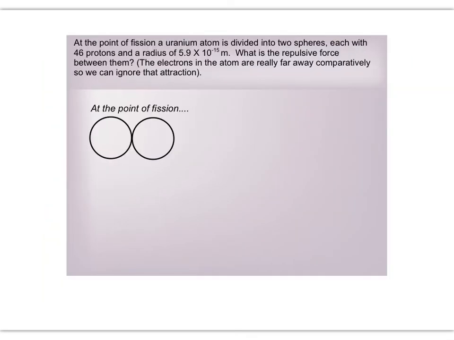Next problem: at the point of fission, a uranium atom is divided into two spheres, each with 46 protons and a radius of 5.9 times 10 to the negative 15 meters. What is the repulsive force between them? So at the instant that they divide, assuming that they're shown as the picture is shown below, you have these two atoms of 46 protons in the nucleus, which is in the center, each atom having a radius as given. It does say to ignore the electrons, just worry about the repulsive force between the nuclei.